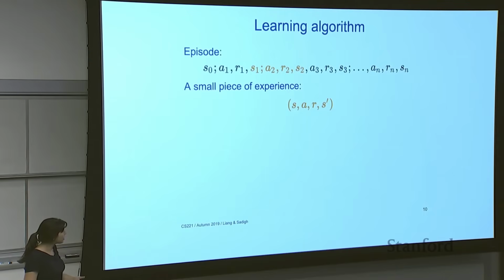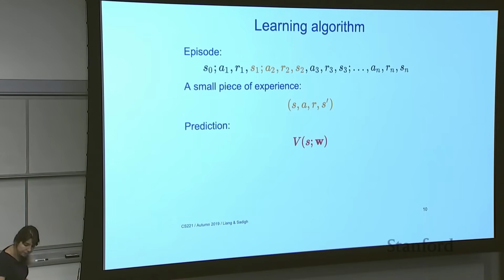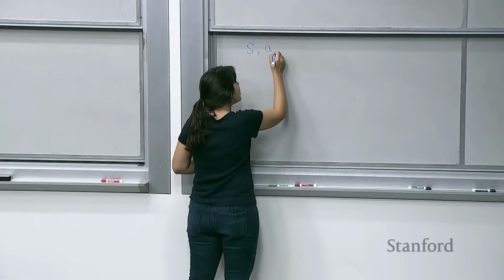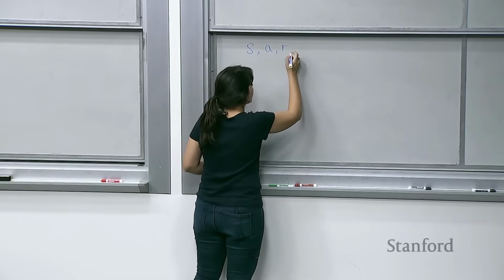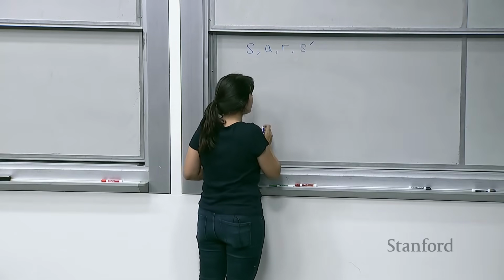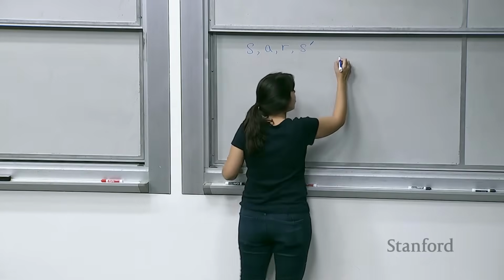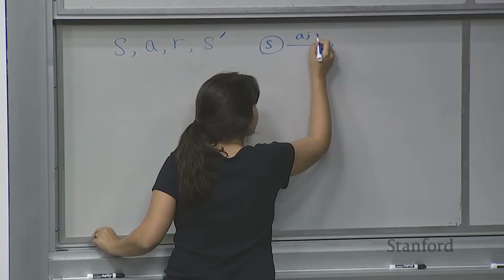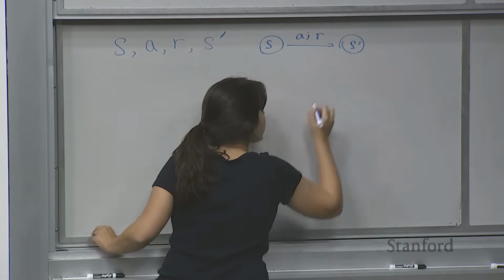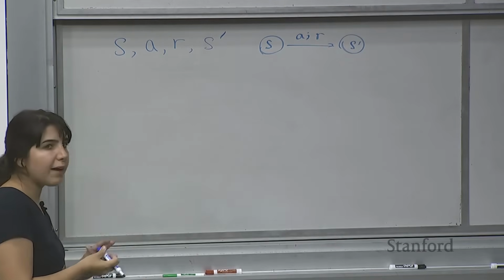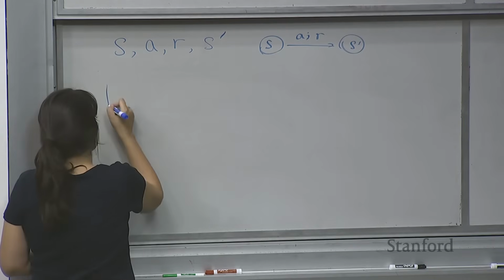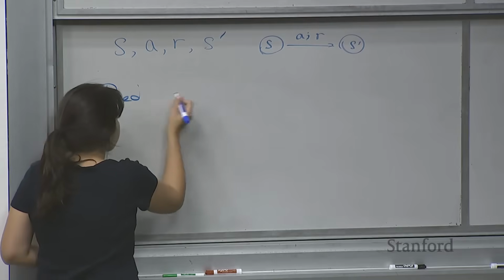Okay? So you might go on the board maybe. What you have here is a piece of experience. Let's call it s, a, you get some reward, maybe it is 0, that's fine if it is 0. And you go to some s prime through that. So maybe s, take an action, you get a reward, and you go to some s prime from that. And you have some prediction, right? Your prediction is your current V function.